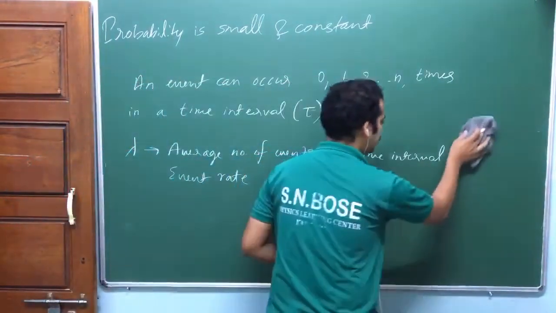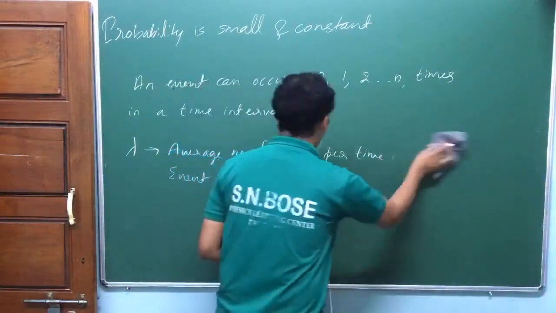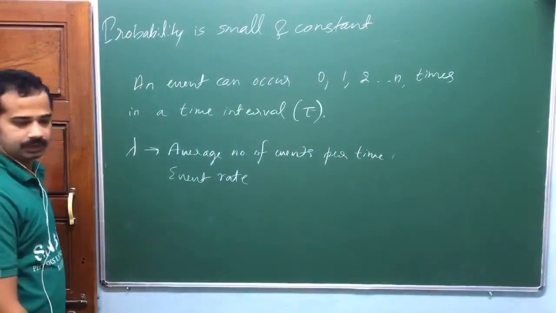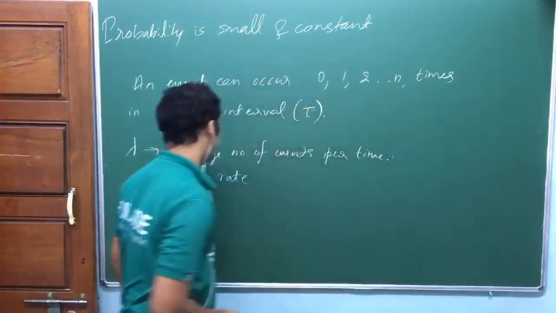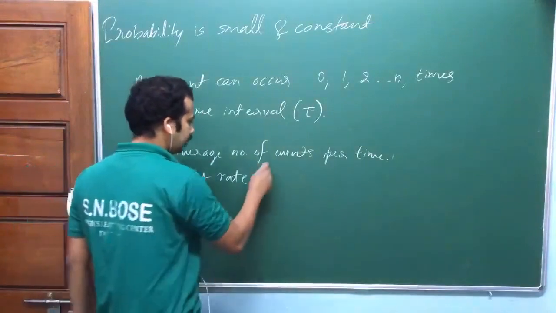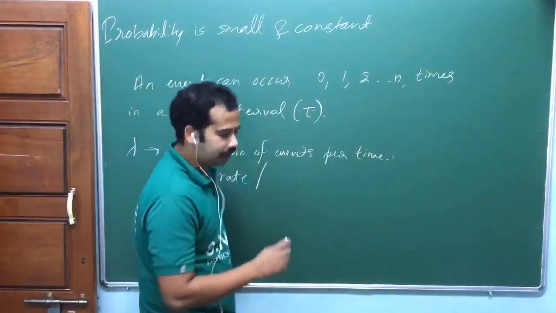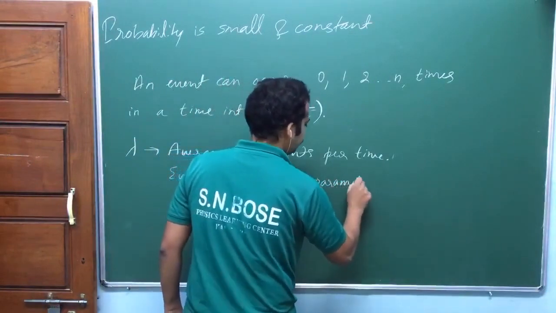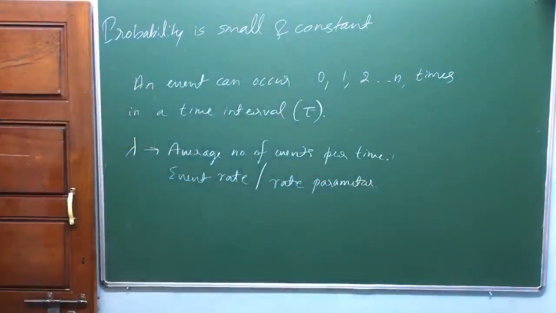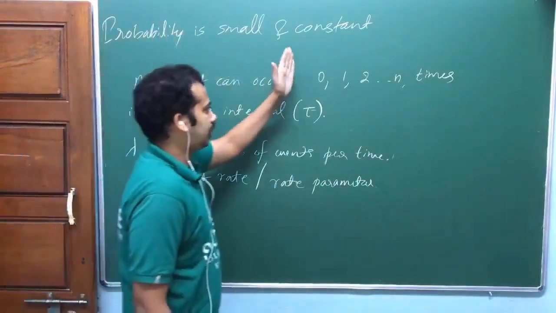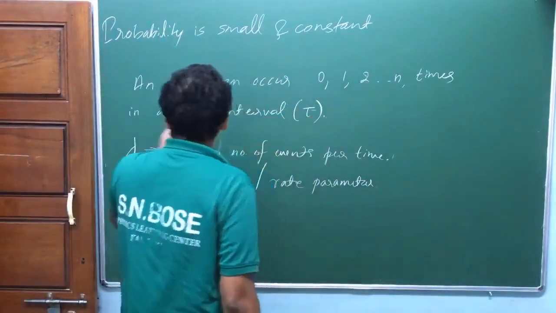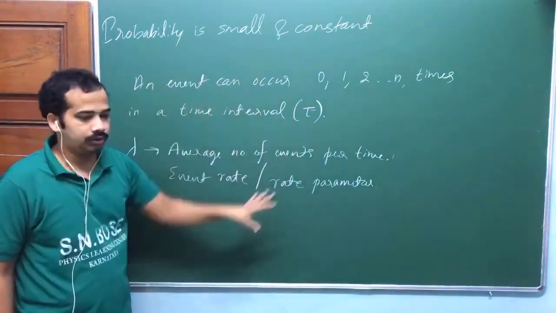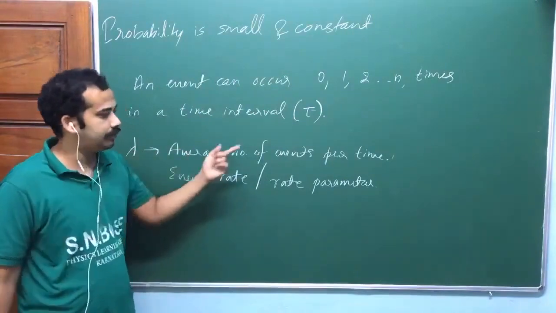So let me write per time interval, or average number of events per time. Let me write like this: average number of events per time. Simply, so just strike out the other part if you have written. We call this the event rate, or rate parameter. One time or 2 times or n times in a particular time interval tau. And for that whole process, you define the average number of events per time.